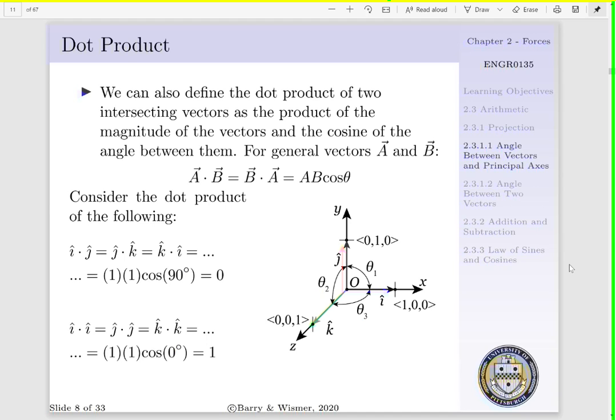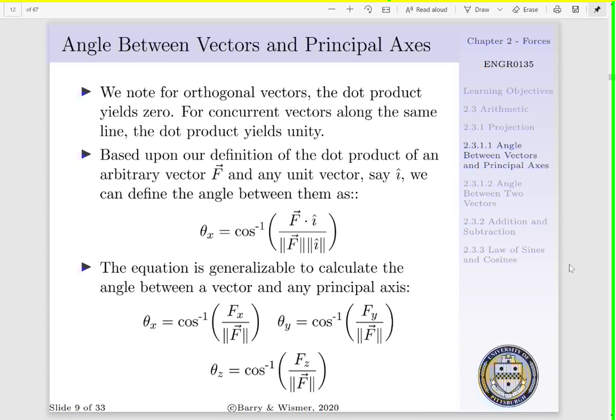Now if we take i hat dot i hat, or j hat dot j hat, or k hat dot k hat, we'd have the magnitude of unity times the magnitude of unity times cosine of 0, which is equal to unity. Thus, if we dot a vector with itself, the magnitude is going to be unity. Thus, we note for orthogonal vectors, our dot product is going to be a 0 value, and for concurrent vectors along the same line, i.e. two of the same vectors, our dot product is going to yield unity.